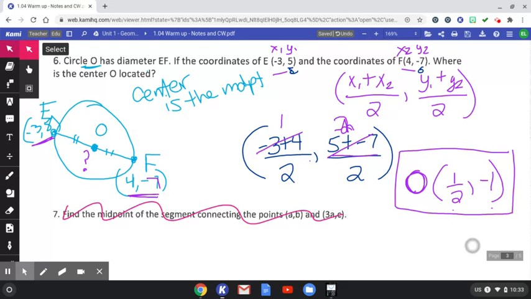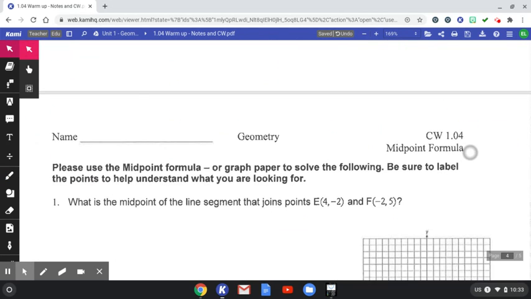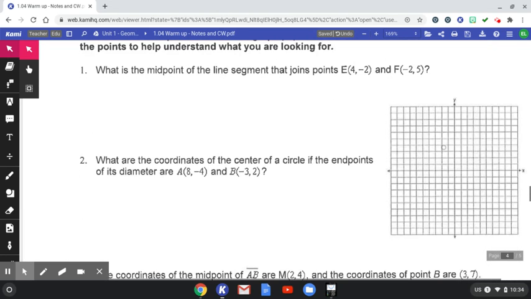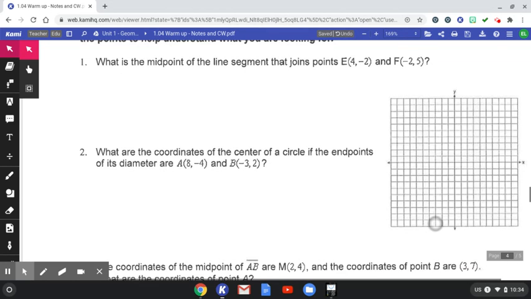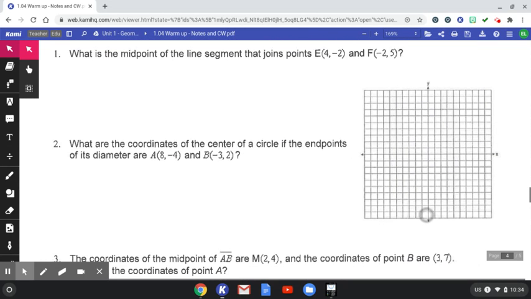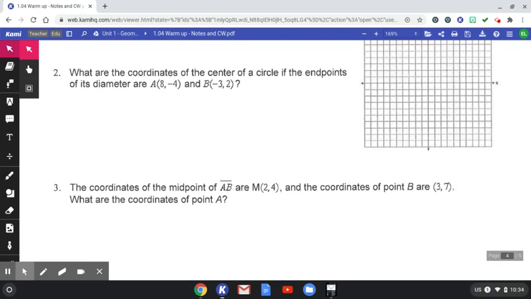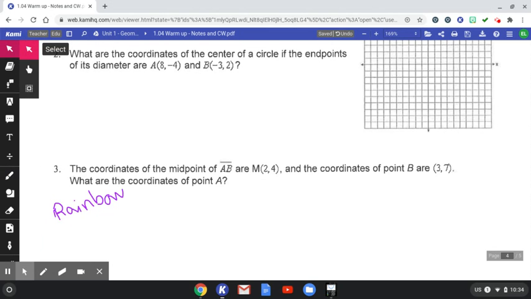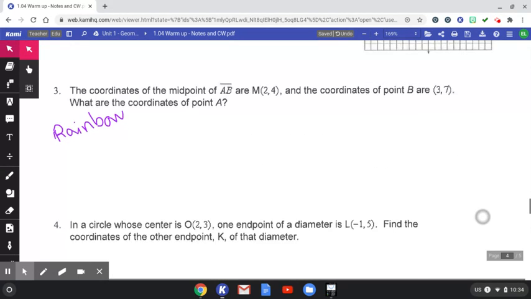Looking ahead to the classwork, please use the midpoint formula or graph paper to solve the following. Be sure to label the points to help understand what you're looking for. So here it's just asking for the midpoint, so you'll use your formula. Number 2, what are the coordinates of the center of the circle? Again, use a formula. So I left you some scrap graph paper here to the right to graph that out if it's helpful for you. Number 3 is where you'll use your rainbow if you want to give yourself a little clue. Okay, and again, if it helps to graph it out. So I'd highly suggest using pencil if you're using that graph paper. You can kind of reuse it for each question here.